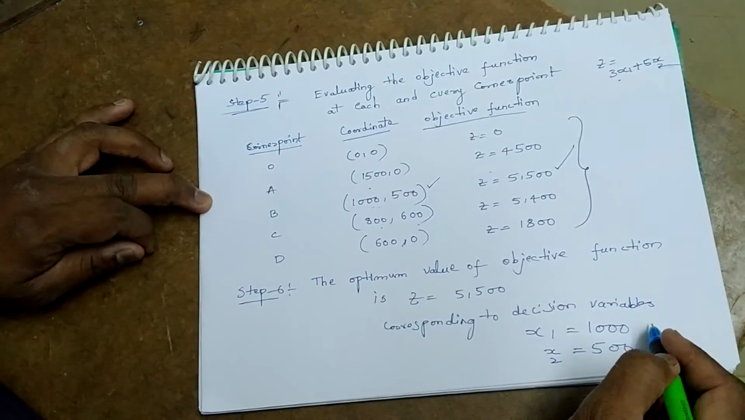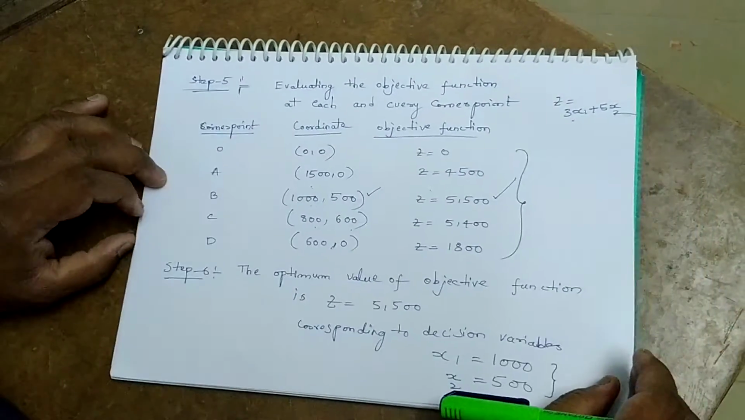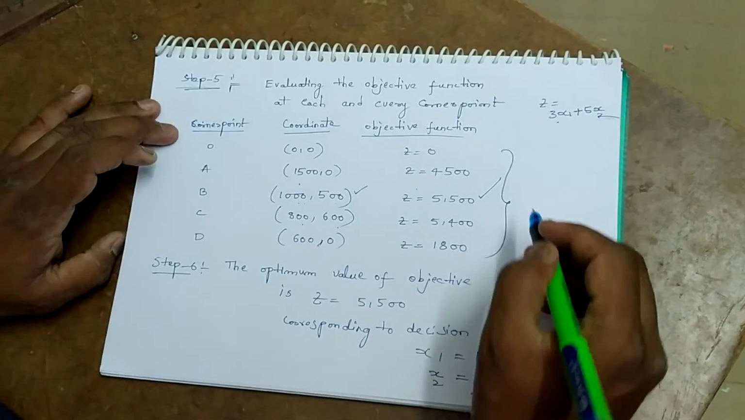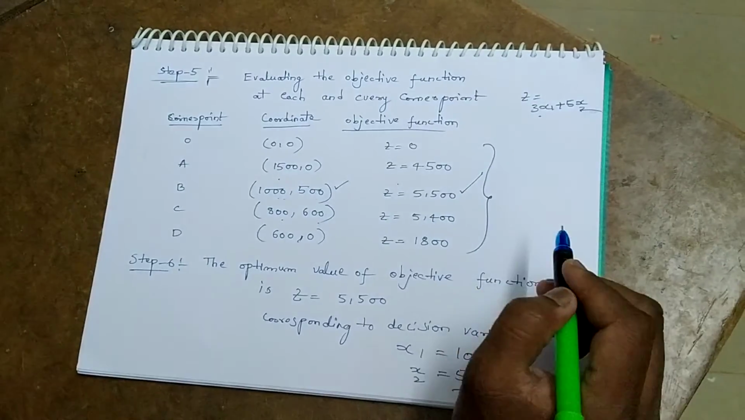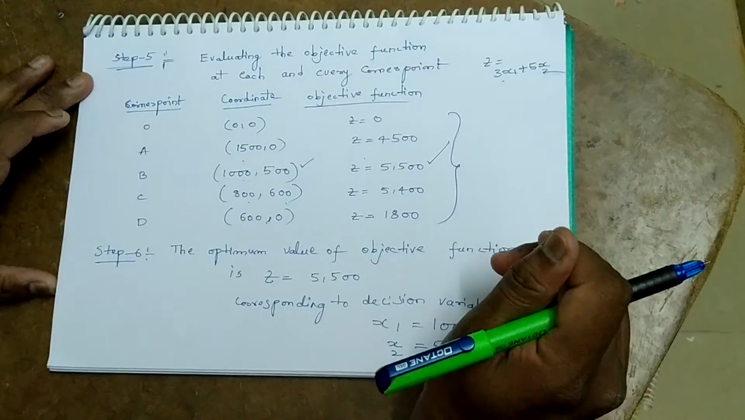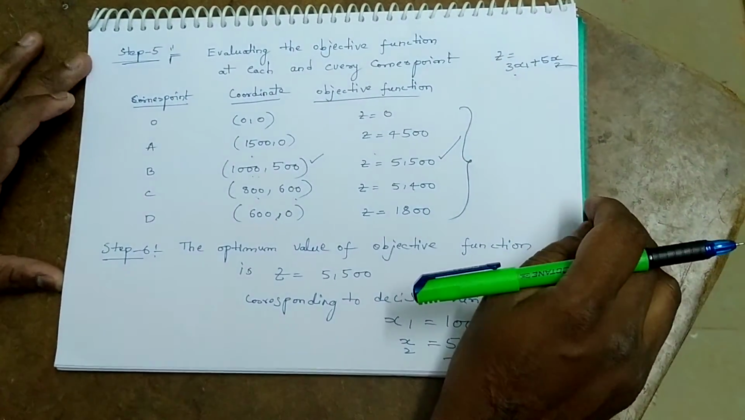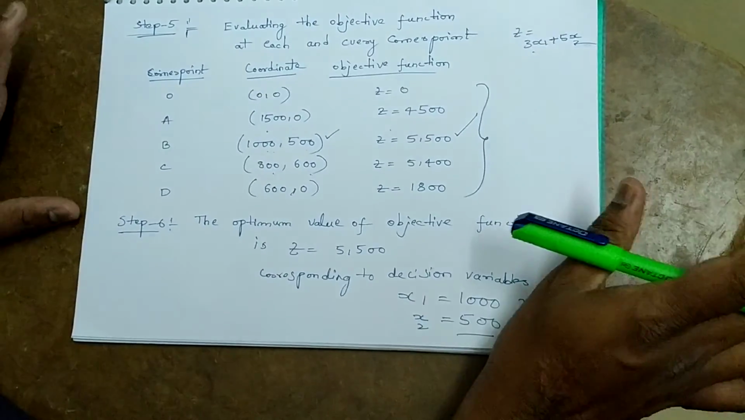That means when x1 is equal to 1000 and x2 is equal to 500, the objective function is maximized and the maximum value of the objective function will be 5500. So this is the way we can solve a linear programming problem by the graphical method, by following a systematic procedure. Thank you.